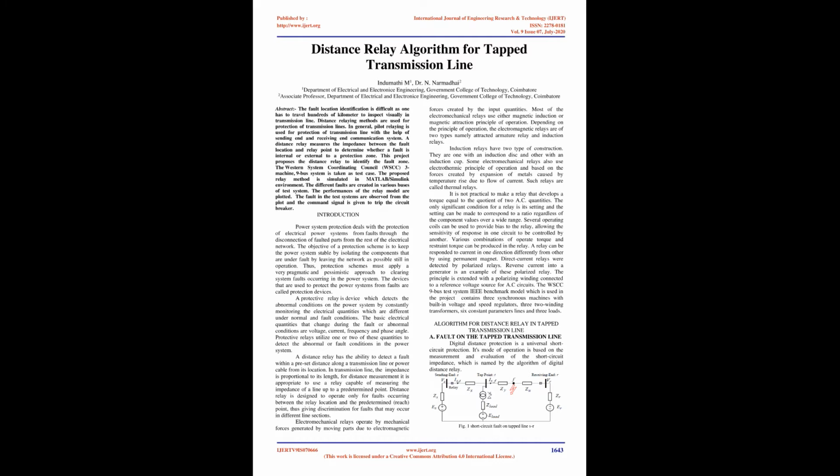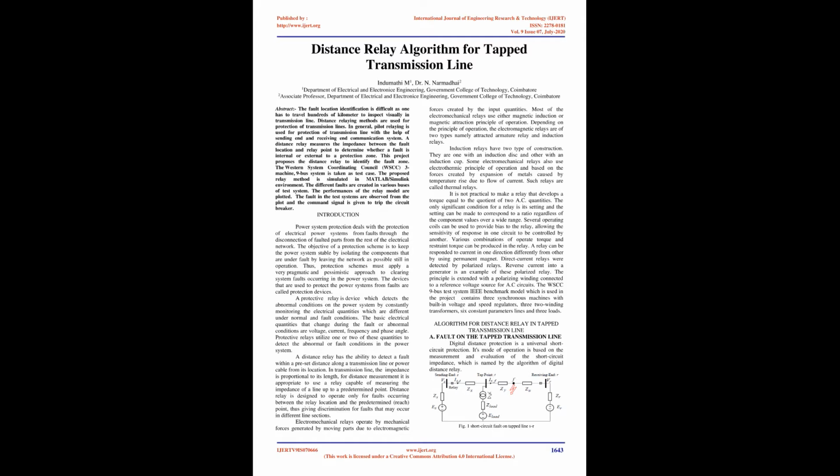A distance relay has the ability to detect a fault within a preset distance along a transmission line or power cable from its location. In transmission line, the impedance is proportional to its length. For distance measurement it is appropriate to use a relay capable of measuring the impedance of a line up to a predetermined point. Distance relay is designed to operate only for faults occurring between the relay location and the predetermined reach point, thus giving discrimination for faults that may occur in different line sections.